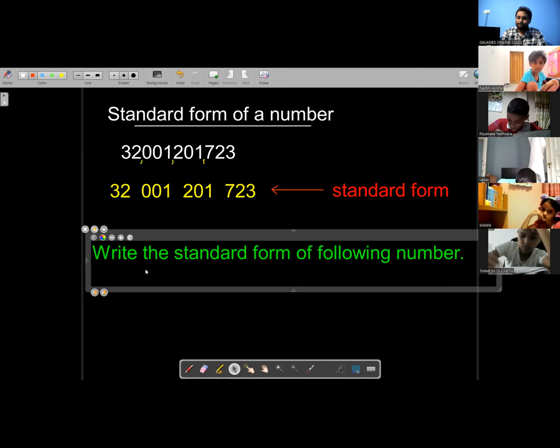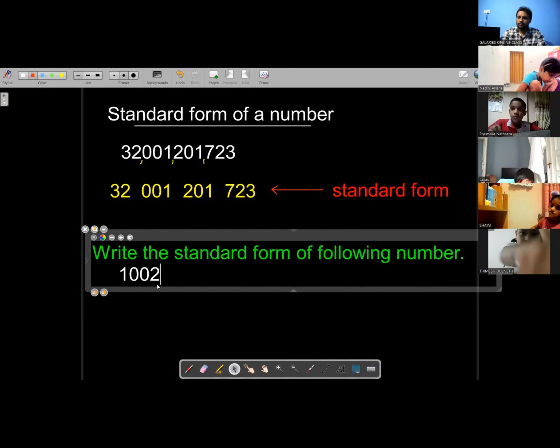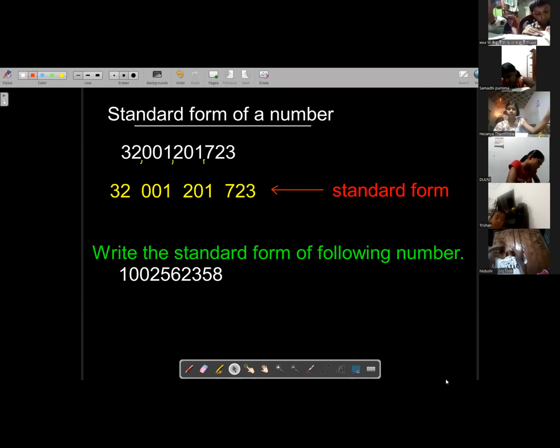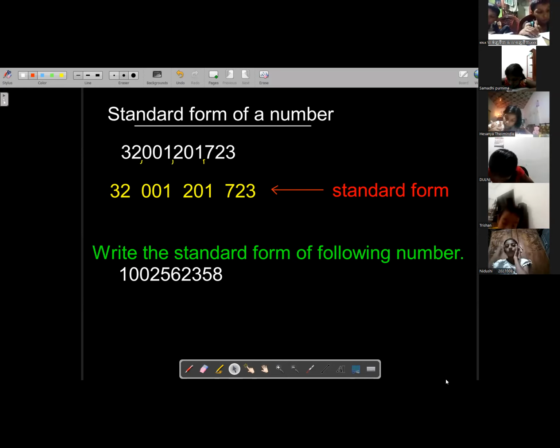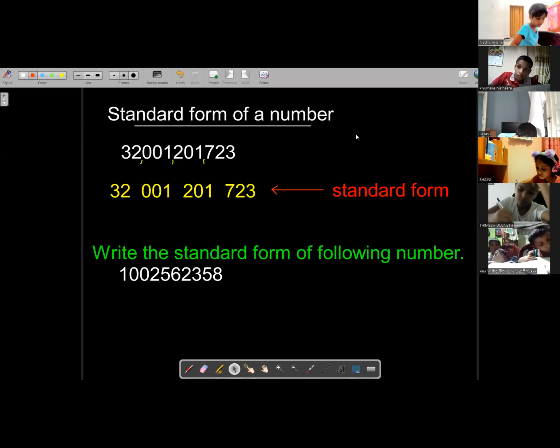What is the number? This one. Right, that's the number. 1002562358. Like a phone number, no? You write the standard form.